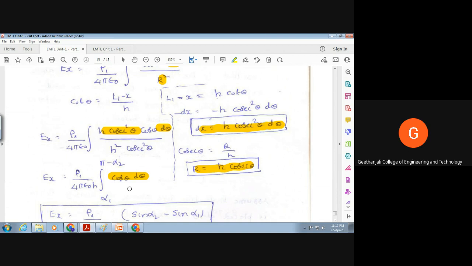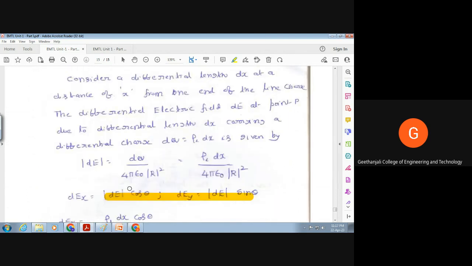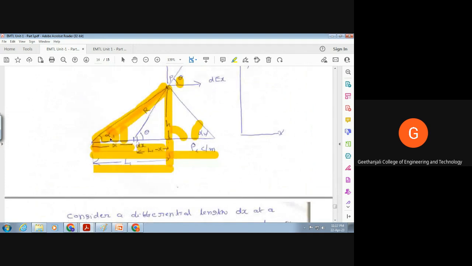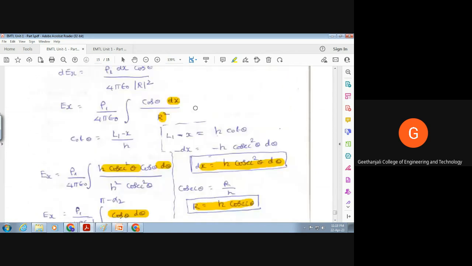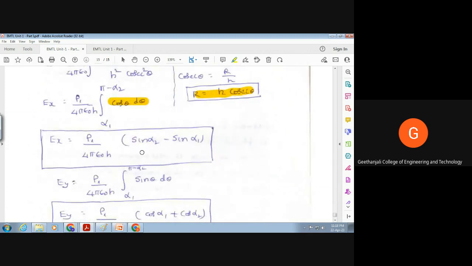What are the limits of theta? We have to go from one end to the other end of the line charge. At this end, theta is equal to alpha 1. So we are measuring theta in the anti-clockwise direction. When theta is equal to alpha 1, we get one end of the line charge. When theta is equal to 180 minus alpha 2, we get the other end. So the limits of theta would be alpha 1 to 180 minus alpha 2.